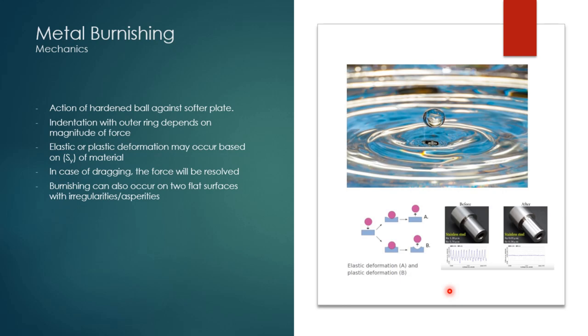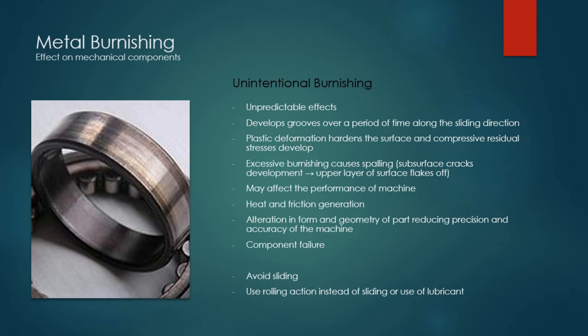So what will happen over a period of time is, when some compressive forces are acting on the flat surfaces, or maybe some impact forces are acting on the surfaces, eventually at some point in time there will be a deformation of those asperities or irregularities present on both the surfaces, and it will cause a formation of a smear texture, a smooth texture on the plate surfaces. Okay, so I hope I'm clear with the mechanics part of this metal burnishing process. So let's move on to the further part of it.